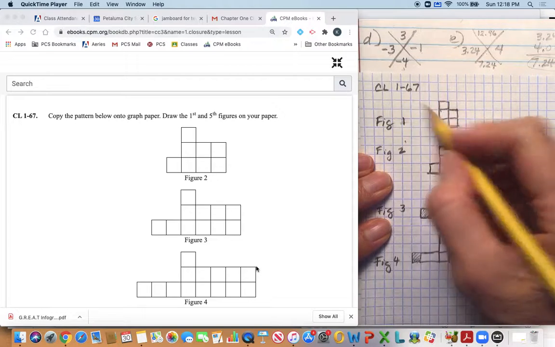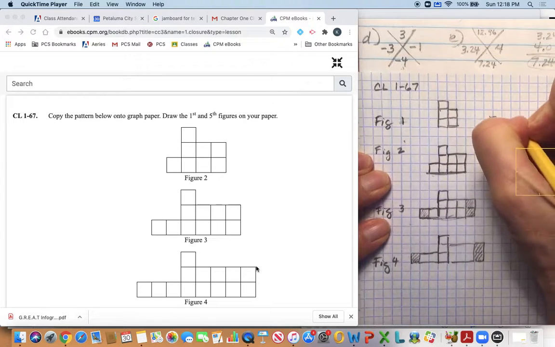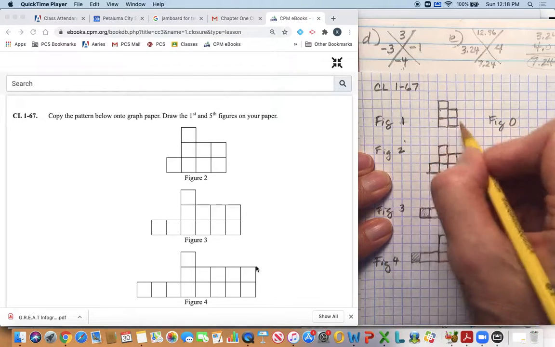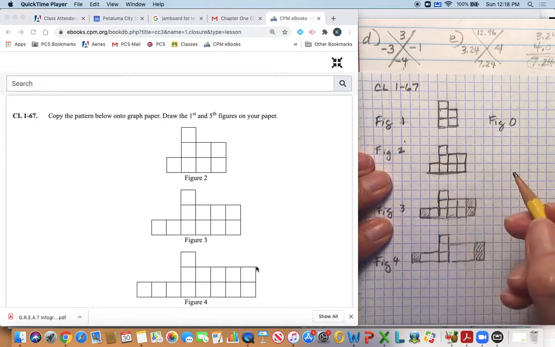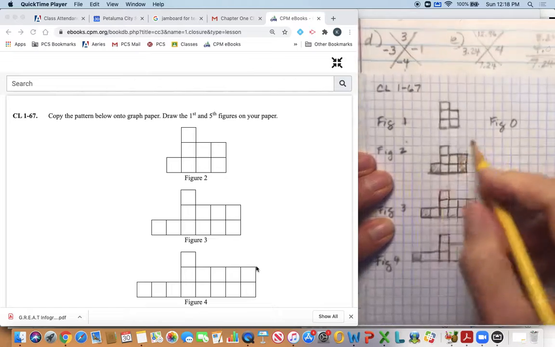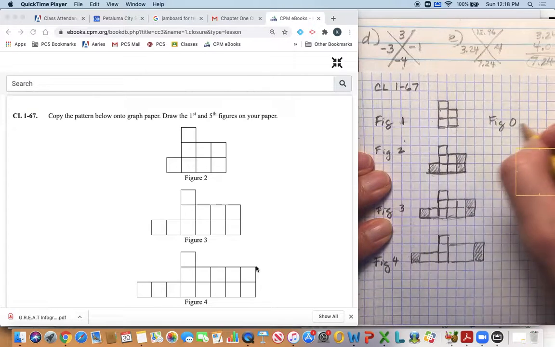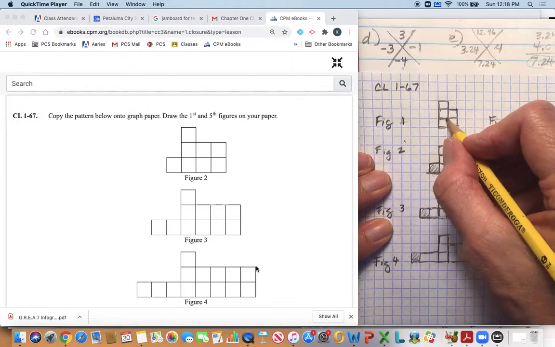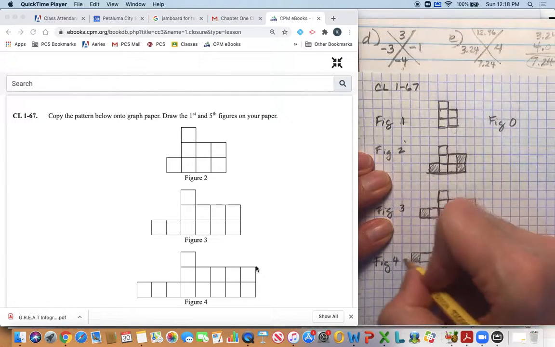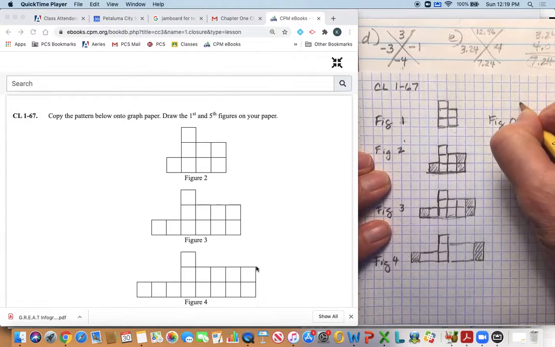And then I don't really have room, but over here off to the side, I'm going to try to figure out what figure 0 is, because that can be really helpful too. Because I was adding 3 each time, I know I'm going to have to take away 3. So these 2 are going to go away. And then I'll have to take away 1 there, I think, because it keeps shrinking in this direction. So if it's growing in this direction, it's shrinking in that direction.